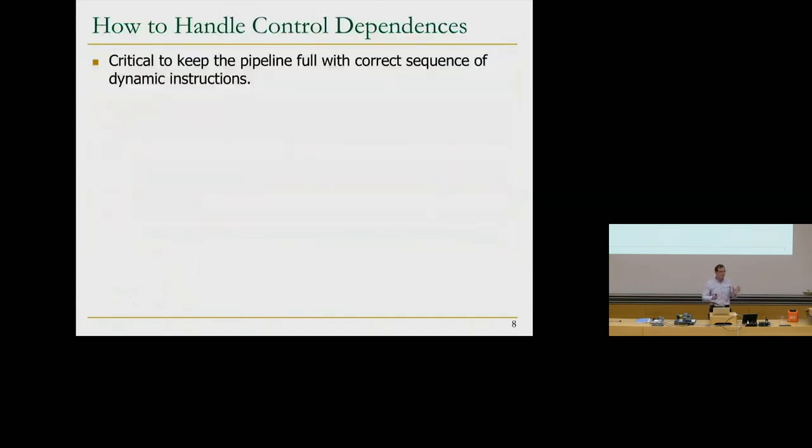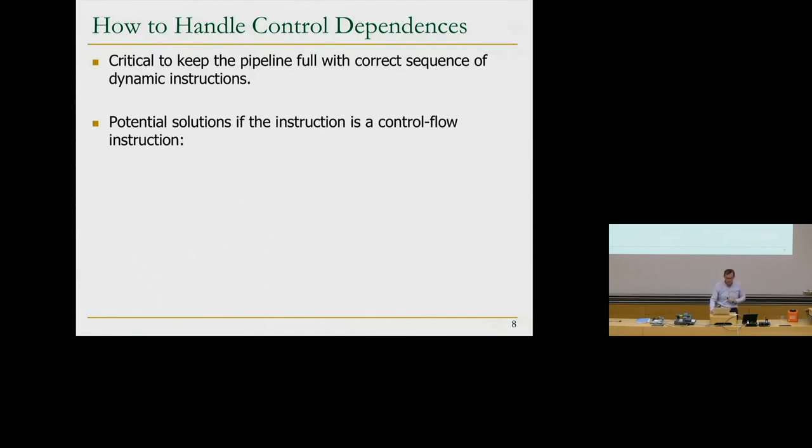Hopefully it's very clear that it's critical to keep the pipeline full. If the pipeline stalls, your IPC, instructions per cycle, goes down significantly, or CPI, cycles per instruction, goes up. So there are many potential solutions, and we've seen some before. You can stall the pipeline until you know the next fetch address, and based on Frank's lecture, you know that's not a good idea, because you have to stall for every single instruction.